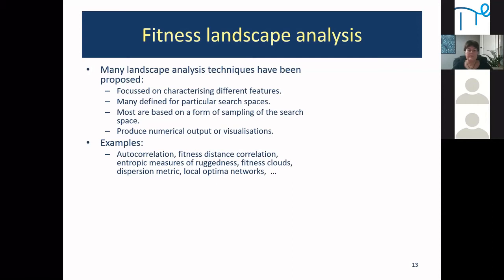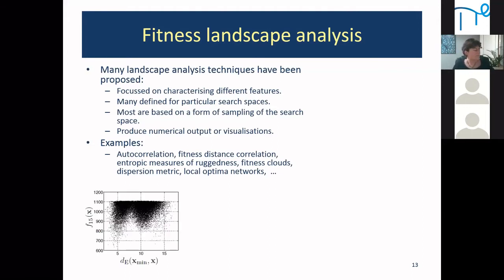So your search space is too big, and so what you do is you sample it in some way, using either a random walk or some sort of probability distribution. And then you try to produce numerical outputs or visualizations to better understand the nature of the space that is too complex to visualize. Examples are autocorrelation, fitness distance correlation, entropic measures of ruggedness, fitness clouds, and there are many of them. I'll just quickly highlight one or two here.